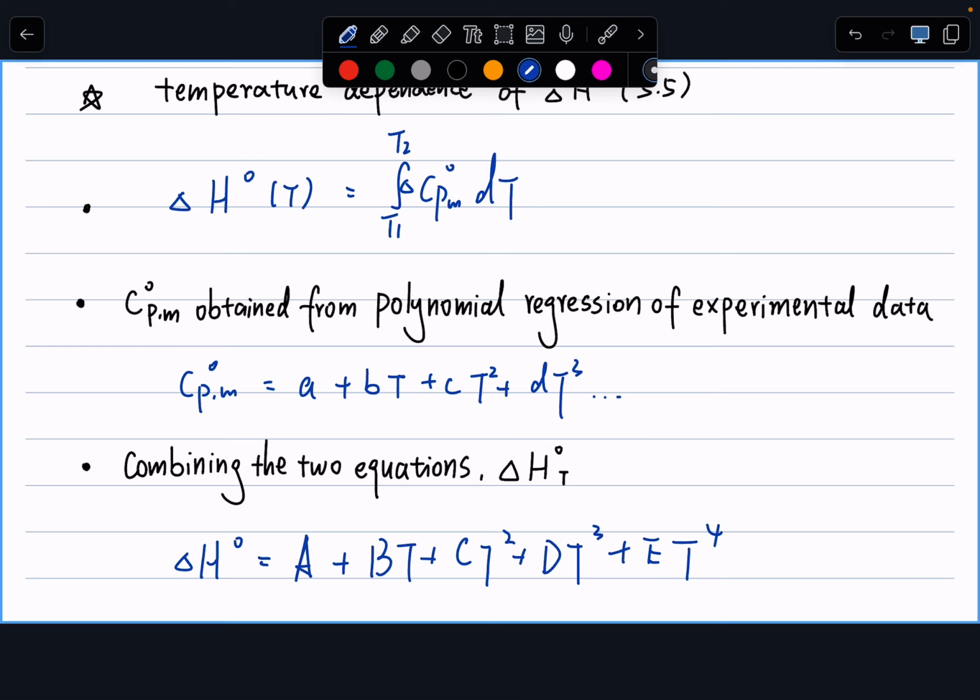Yes? Polynomial regression is basically this term here. It's like a plus bx plus cx squared plus dx third. So Cp is usually a polynomial, or basically, we'll give you that equation. That's the whole point. Cp is an equation of temperature that we will give you if needed.